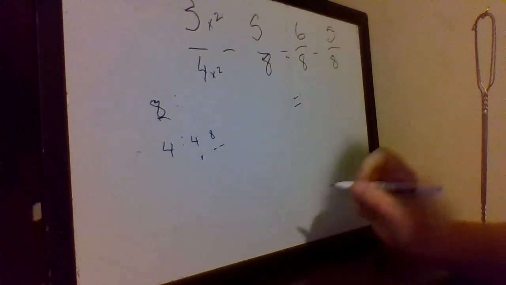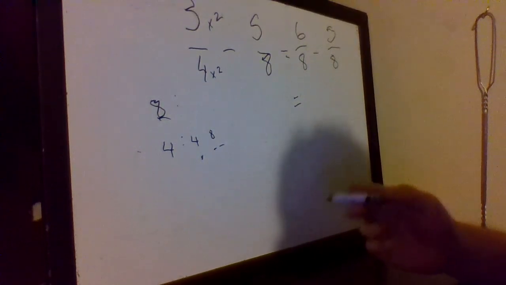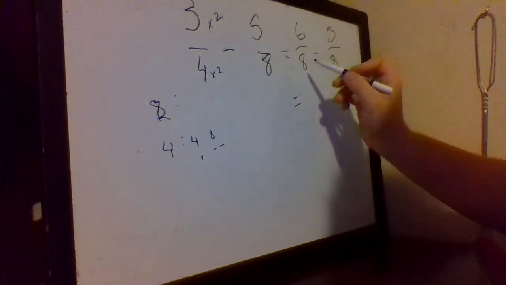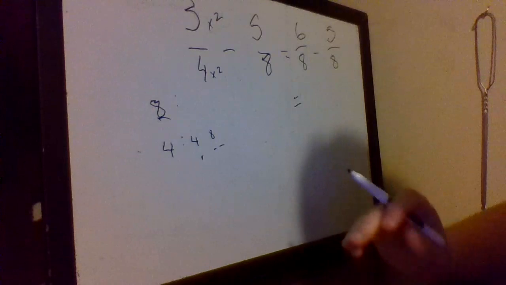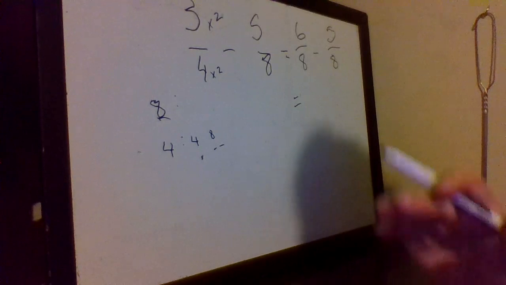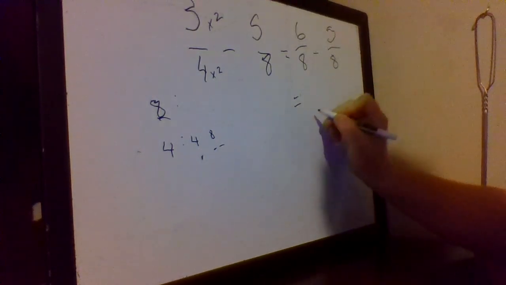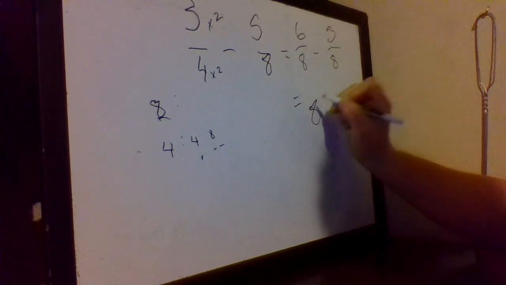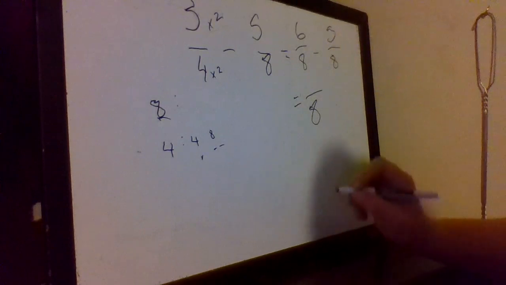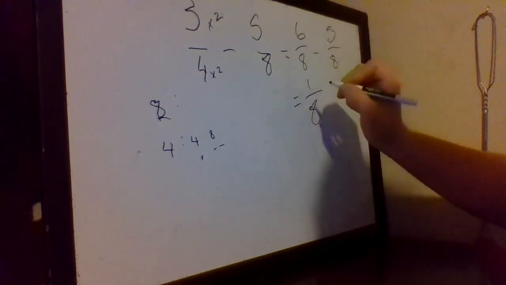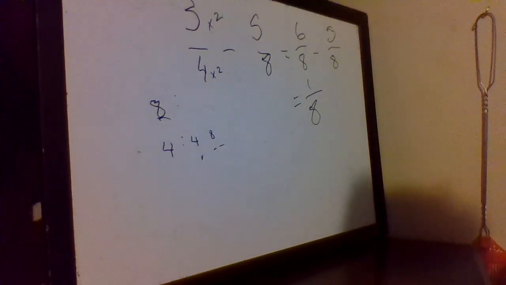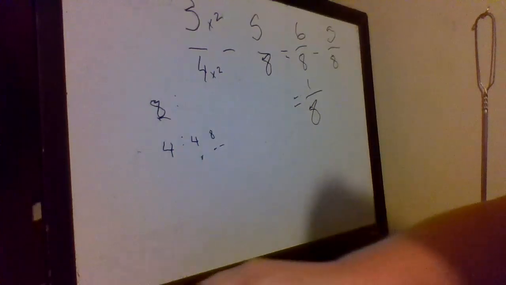Now we've got our like denominators, so we can subtract just like we did with the like denominators. So 8 minus 8. Wait, what? Oh, I don't subtract the denominators? Okay, thanks, guys. So we just bring our 8 down and we subtract our numerators. 6 minus 5 is 1. So our answer is 1/8. So that's how we do subtraction.